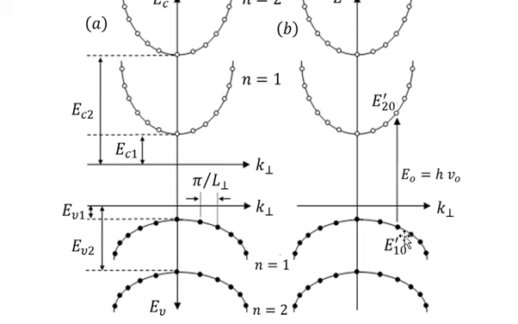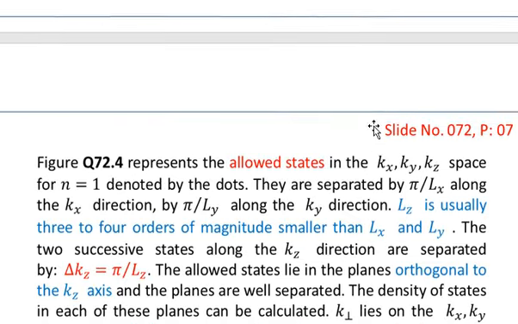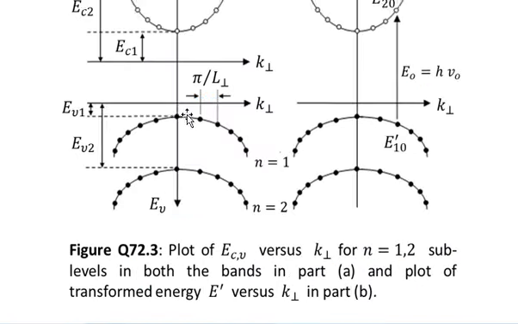And now we can move the electron from the state E prime 1 0 to the state E prime 2 0 by providing an energy E naught, which is equal to h nu naught. So if you provide this much energy, you can move an electron from the state shown in the valence band to the state shown in the conduction band. Figure 72.4.